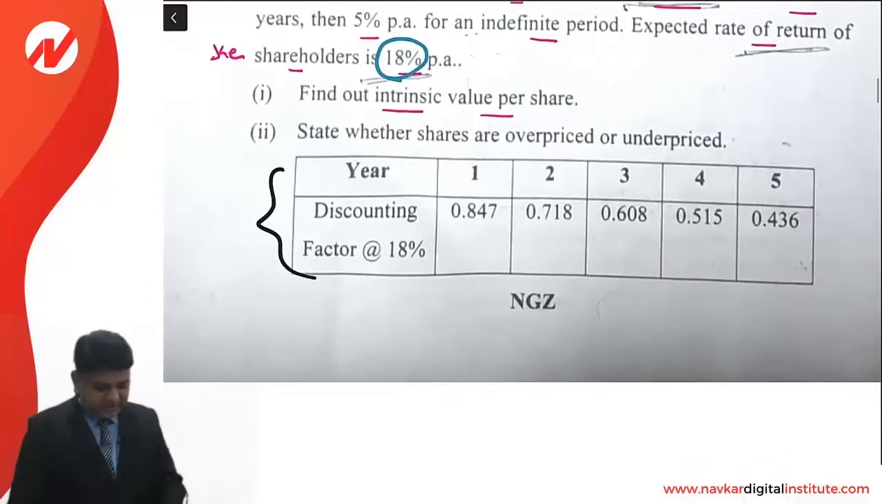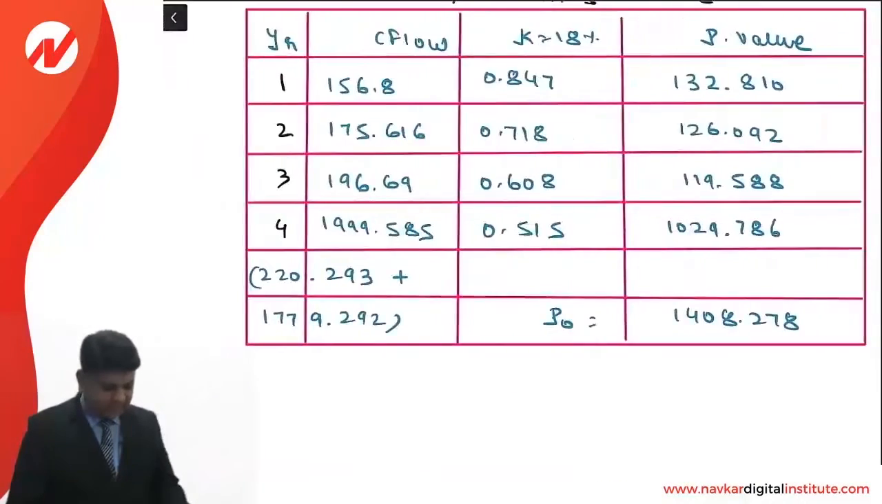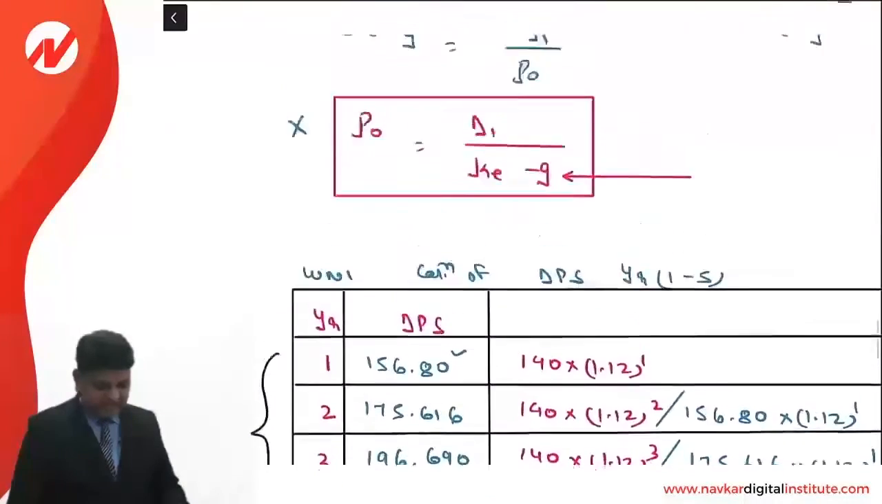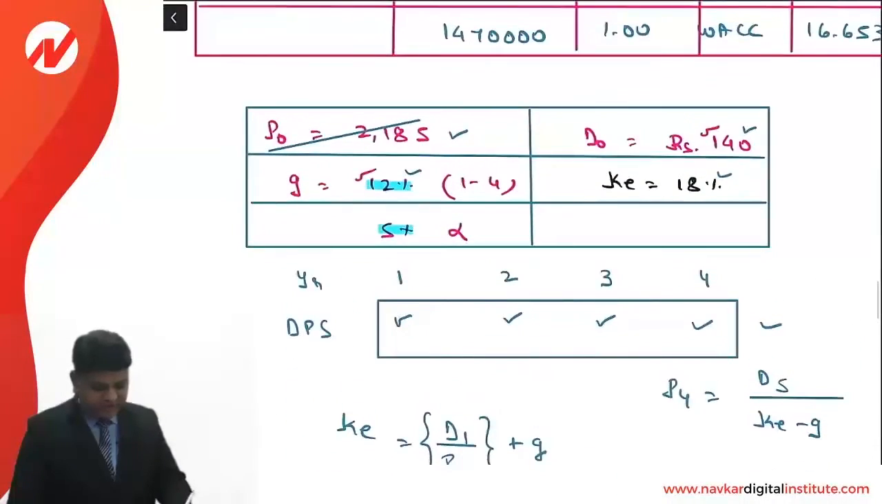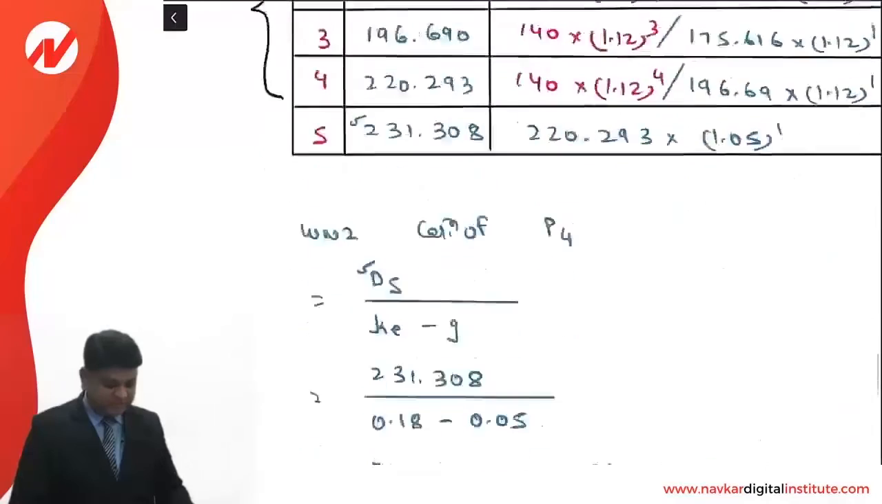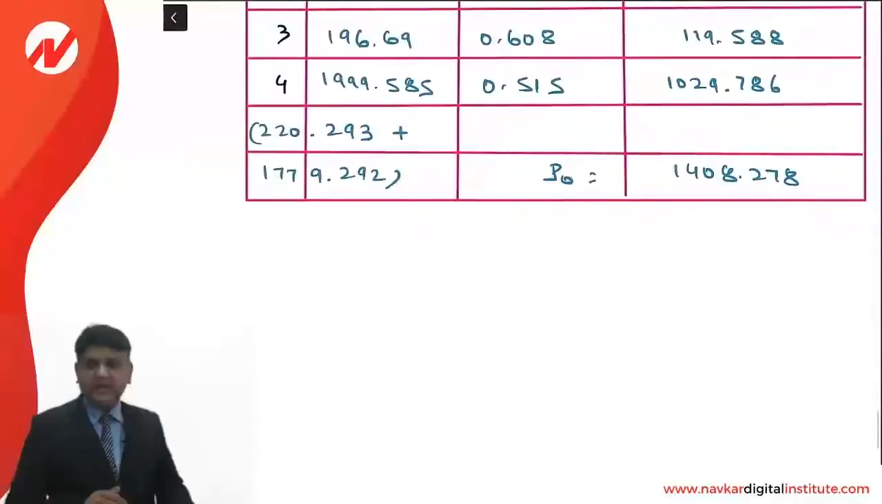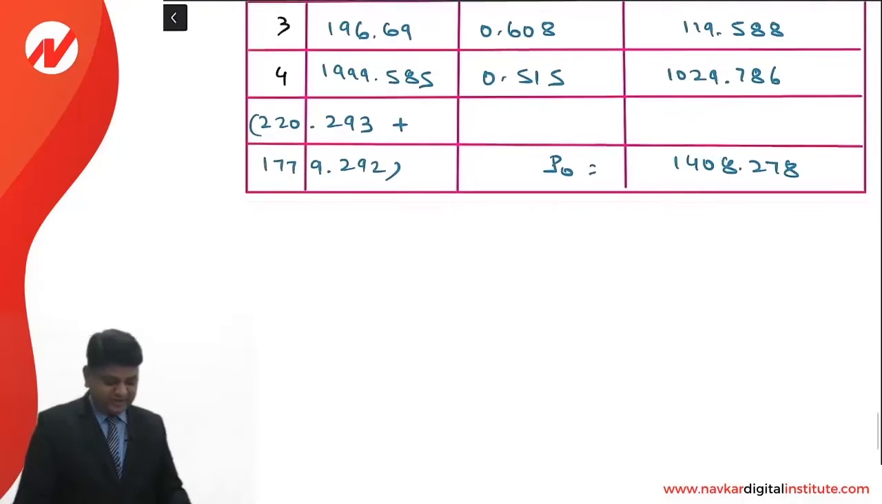The question says further that you are required to answer whether the security is overpriced or underpriced. That is the question. So we understand that the actual price of the security given to us in the question is 2185. Actual price of the security is more, so we understand that the security is overpriced, and if at all we are required to advise the investor, we would advise him not to buy the security, and if at all you are currently holding it, you should sell the security. That is what we understand.